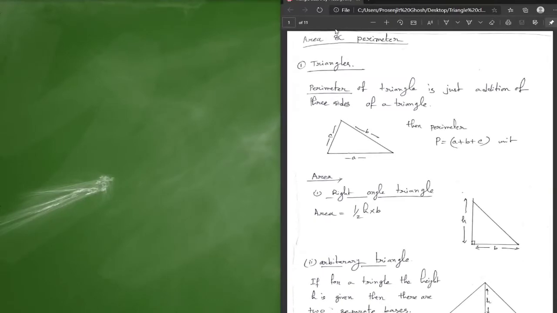So today we are going to start the mensuration part. According to your reduced syllabus, we have only three things over here, that is triangle, circle and the 3D objects. So first of all, let's start with triangles. All you need to learn is the area and perimeter.